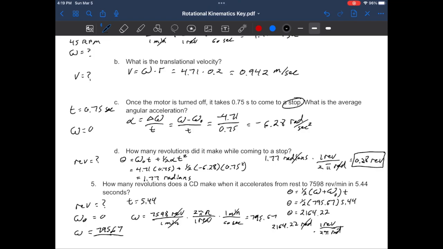So 2164.22 divided by 2 pi. Again, don't forget, you're going to divide by open parentheses, 2 pi, close parentheses, or you're going to do it sequentially, divide by 2, enter, divide by pi. It's miserable to have the right methodology, but bad calculator. Our final answer, 344.45 revolutions.